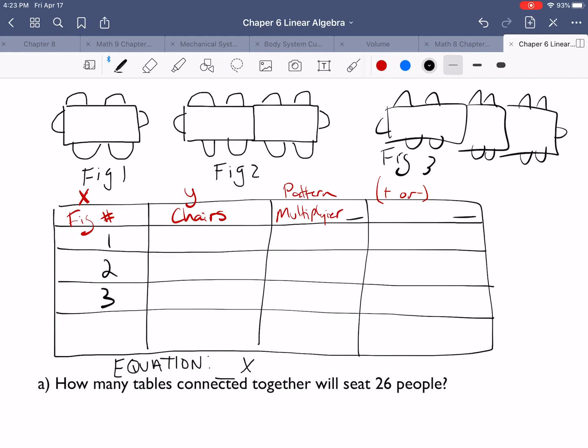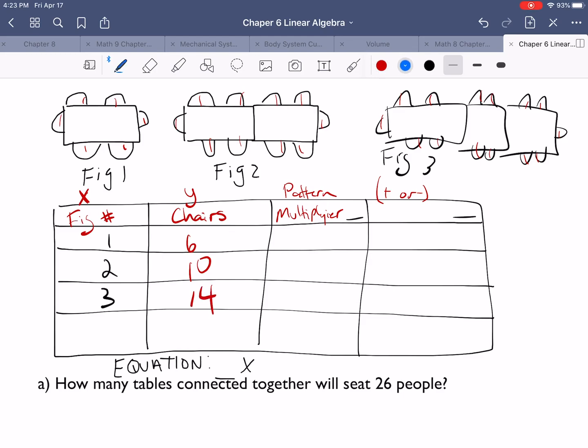All right, number of chairs in figure 1, let's count them. 1, 2, 3, 4, 5, 6 you should have had here. 1, 2, 3, 4, 5, 6, 7, 8, 9, 10 you should have had here. And 1, 2, 3, 4, 5, 6, 7, 8, 9, 10, 11, 12, 13, 14 you should have had there.